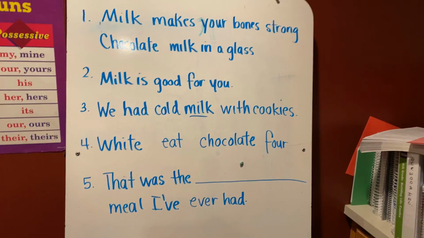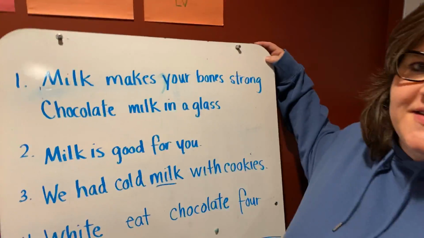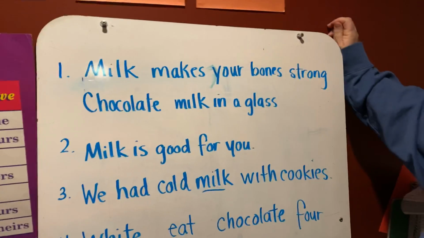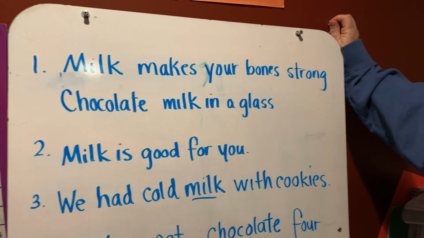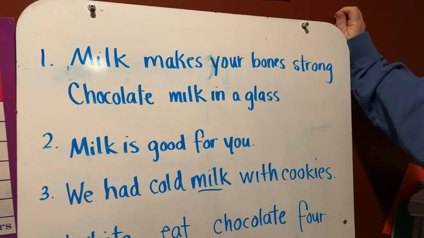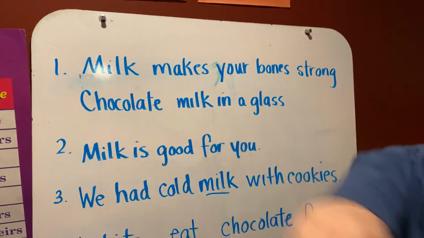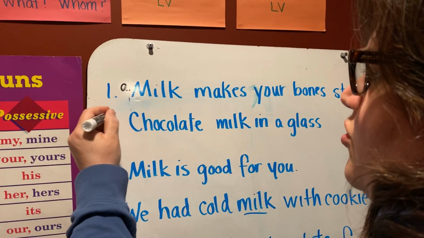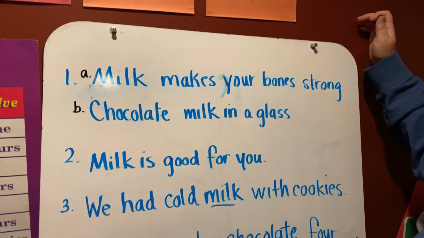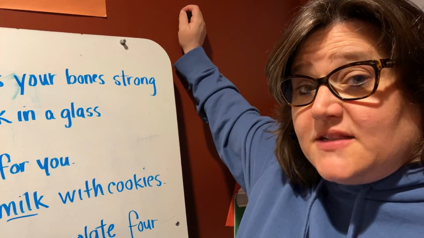Okay, let's get started. Number 1. I'm going to read these 2 sentences and I'm going to ask you a very important question. Milk makes your bones strong. Chocolate milk in a glass. Which one of these is a sentence? A or B?